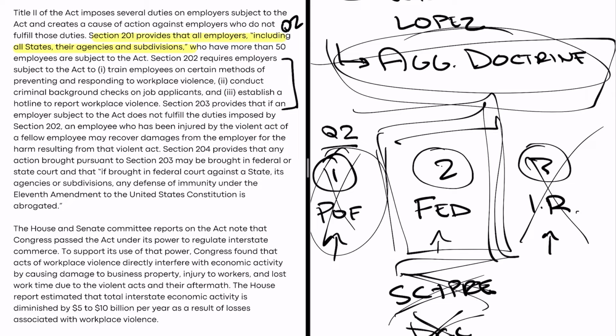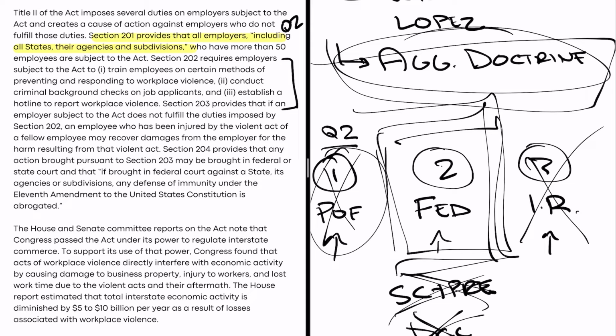Section 203 provides that if an employer subject to the act does not fulfill the duties imposed by Section 202, an employee who has been injured by the violent act of a fellow employee may recover damages from the employer for the harm resulting from that violent act. Section 204 provides that any action brought pursuant to Section 203 may be brought in federal or state court, and that if brought in federal court against a state, its agencies, or subdivisions, any defense or immunity under the 11th Amendment to the United States Constitution is abrogated.